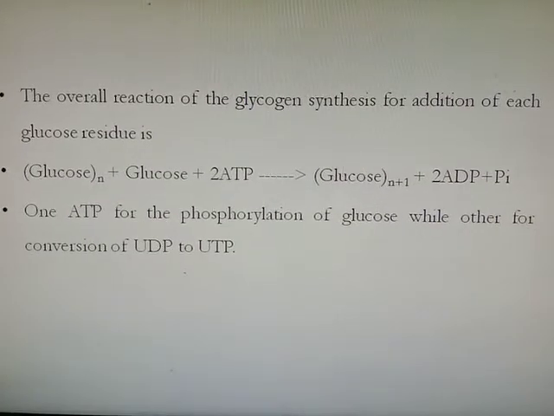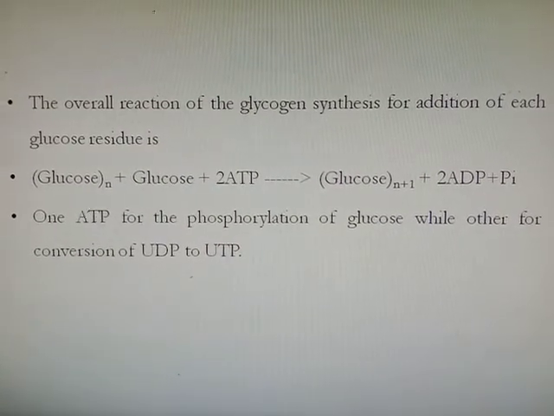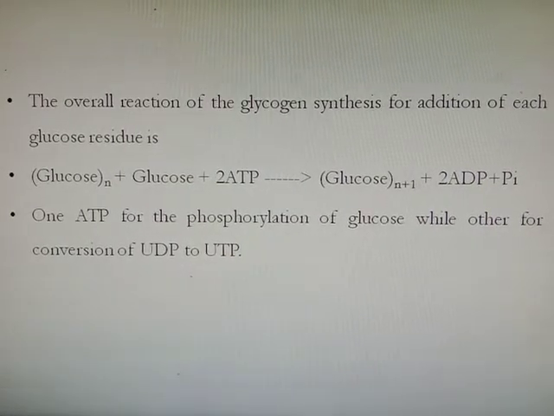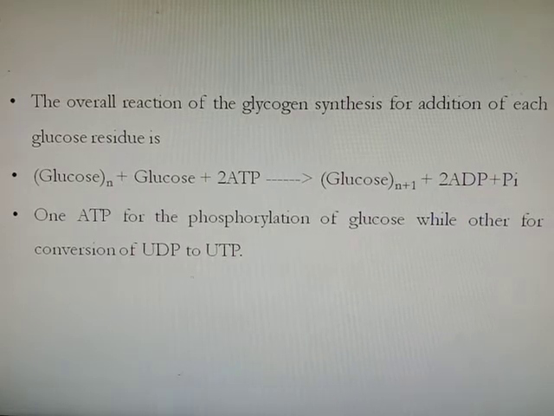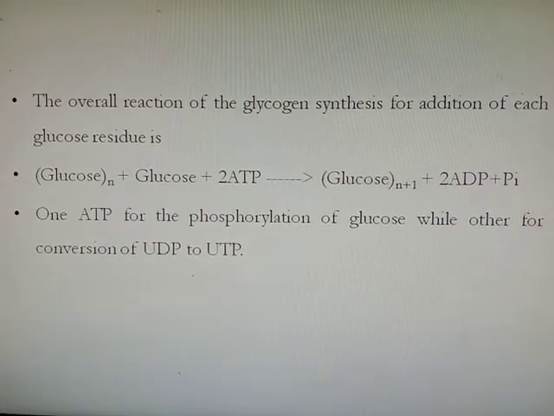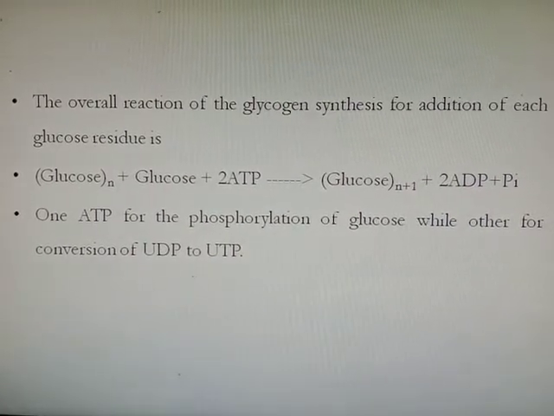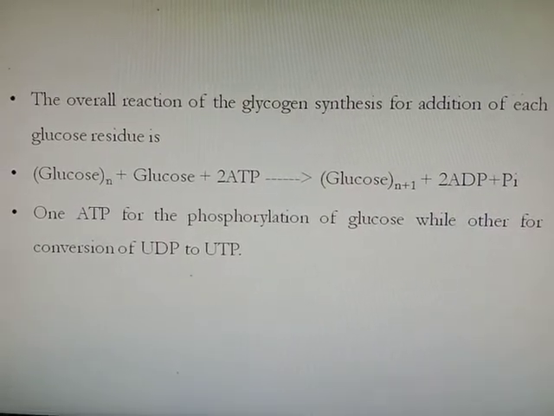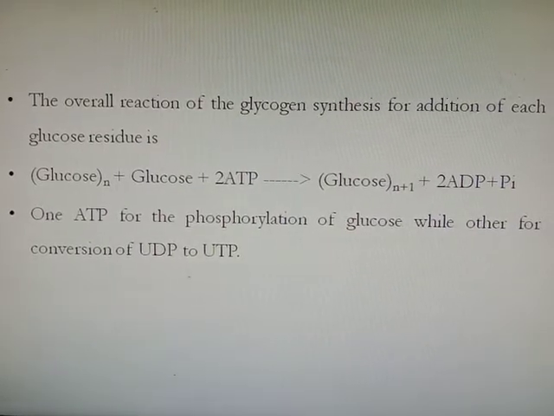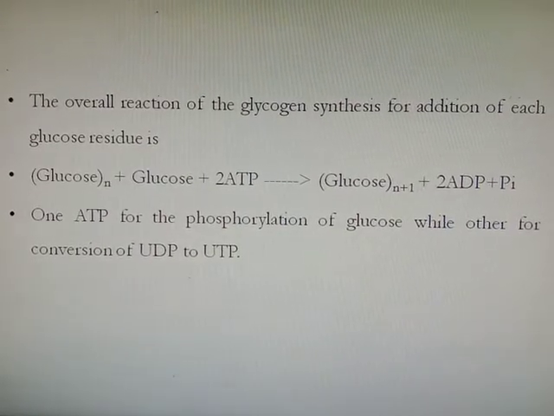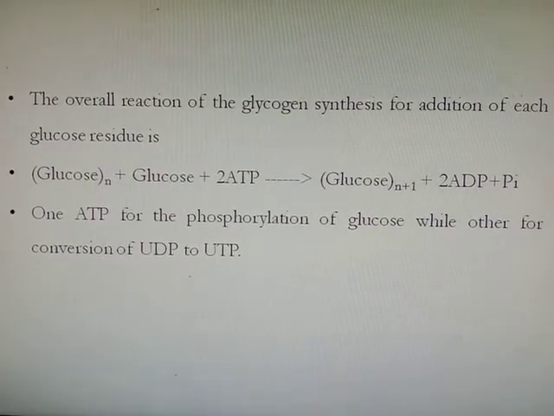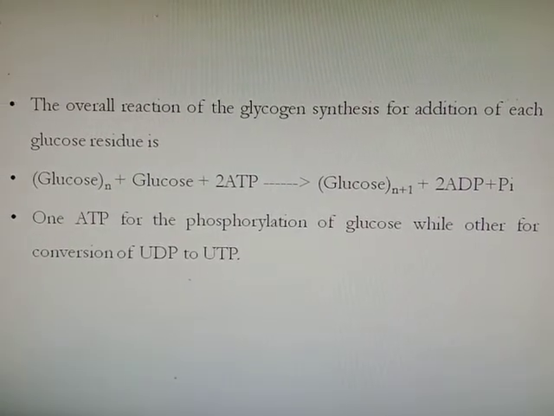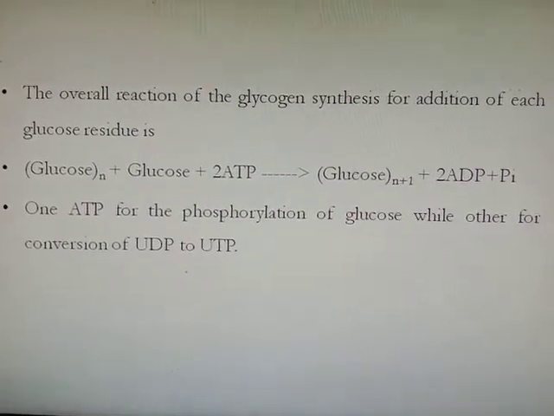The overall reaction of glycogen synthesis for addition of each glucose residue: 1 glucose is added, for which 2 ATP are utilized, forming glycogen with 1 more molecule of glucose, plus formation of 2 ADP plus inorganic phosphate. 1 ATP is used for the phosphorylation of glucose to form glucose 6-phosphate, while the other ATP is used for the conversion of UDP to UTP, which will again bind with glucose to form UDP glucose. Likewise, glycogen synthesis will take place.